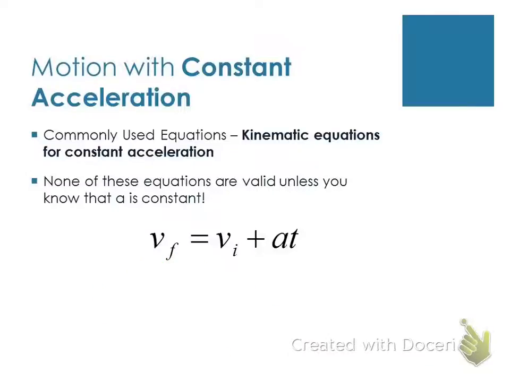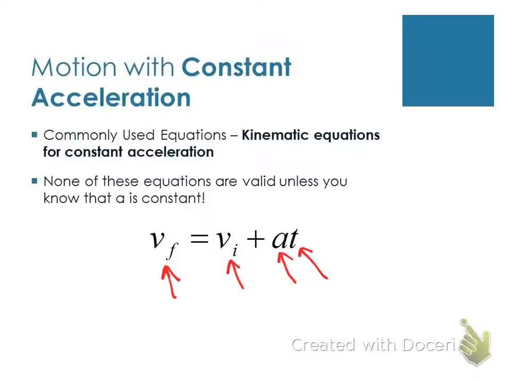So here is our first kinematics equation. It's the easy one. This is the easy equation. V sub F stands for velocity final, or final velocity. Good. V sub I means initial velocity. A stands for acceleration. Good.